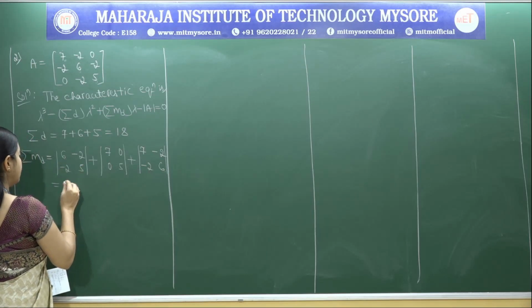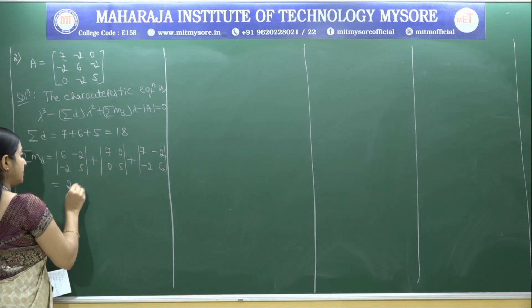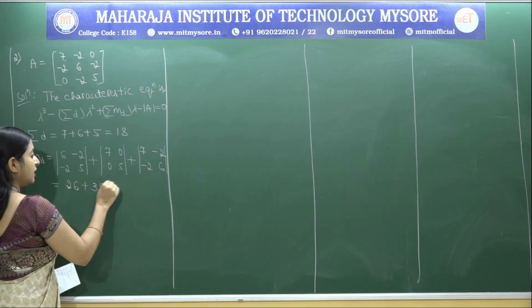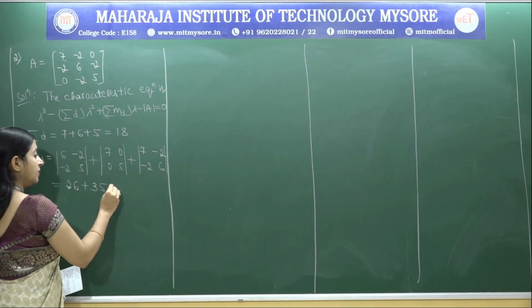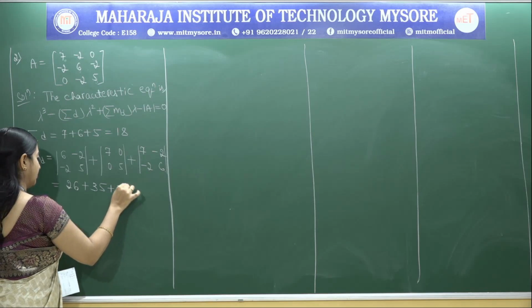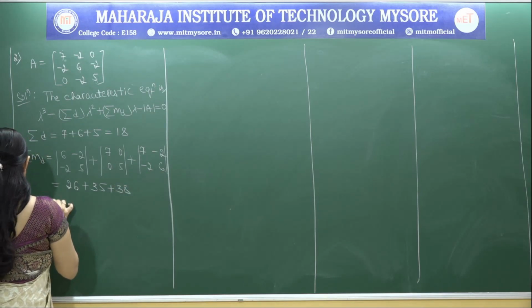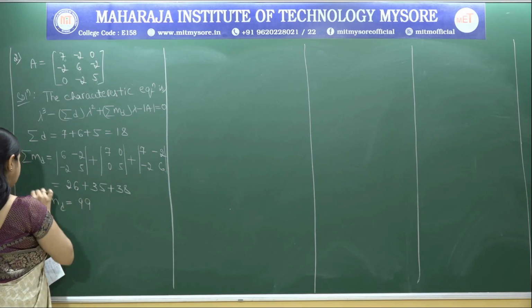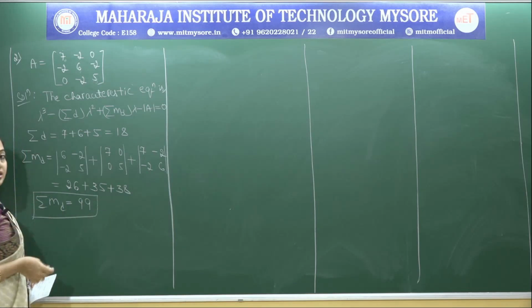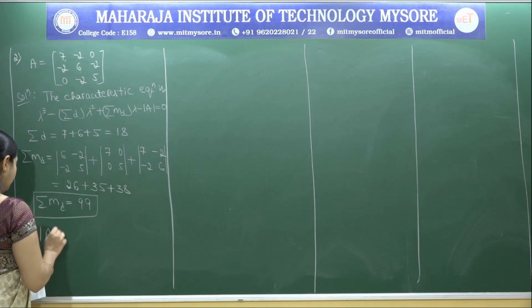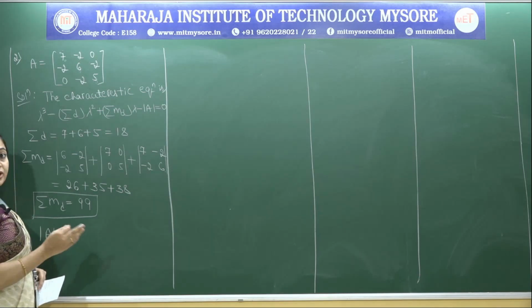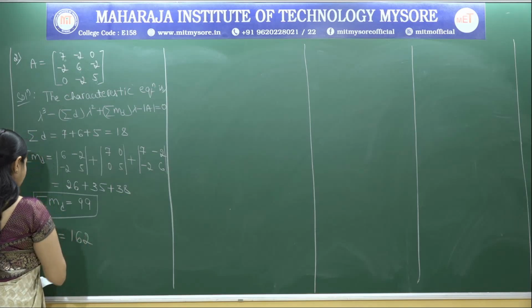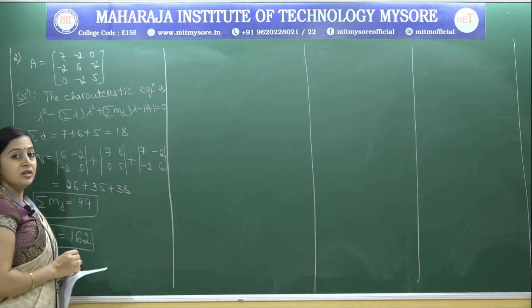So the first one, 30 minus 4, you will get the 26. The second one, it is 35. Third one, 42 minus 4, you will get the 38. So you will get the summation of the minor entries is 99. Then the determinant of A, calculate the determinant of A in your calculator of order 3 cross 3, you will get the determinant of A is 162.